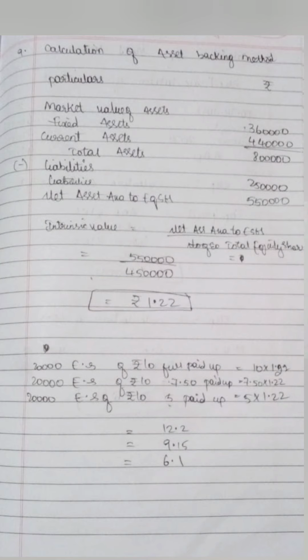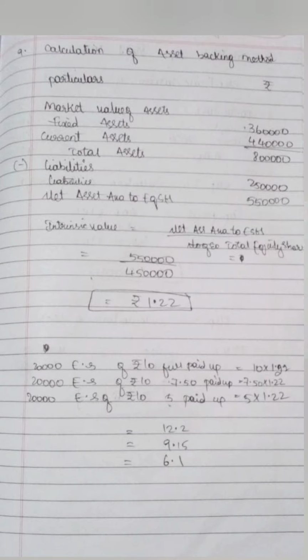Now let's go through the problem. So students, this is the market value of asset. Fixed asset is also given in the question, which is 3,60,000. Current asset is 4,40,000. Total asset is 8 lakh, and liability is 2,50,000. Now we need to calculate the net asset available for equity shareholder by subtracting the liability from the asset. We get the net asset which is available for the shareholder, which is 5,50,000.